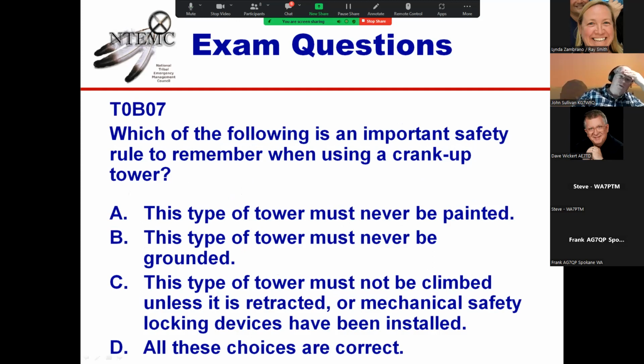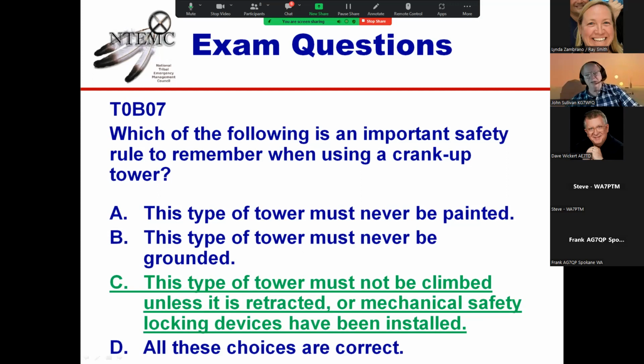Which of the following is an important safety rule to remember when using a crank-up tower? Remember we talked about how you crank a cable and it pulls up each section? It says this type of tower must never be painted. I have no idea what painting would have to do with it. This type of tower must never be grounded. Well, we always want towers to be grounded, right? So we've now eliminated the first two, which eliminates D, and the answer is C.